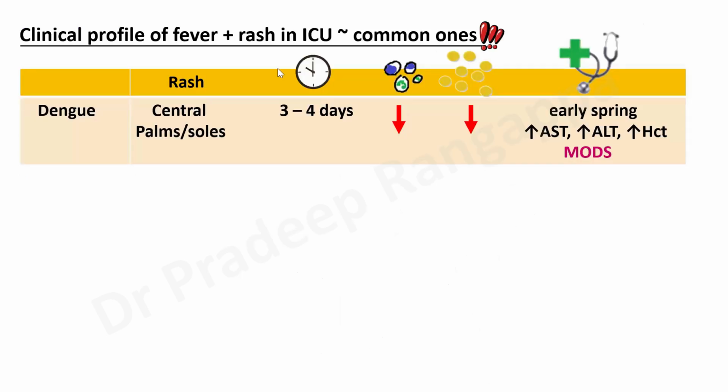Then we look into dengue. I'm sure all of you are experts in dengue. So the rash is seen in the central part, and it can be present in palms and soles, and it can be present in extremities. And the typical rash happens 3 to 4 days after the infection.